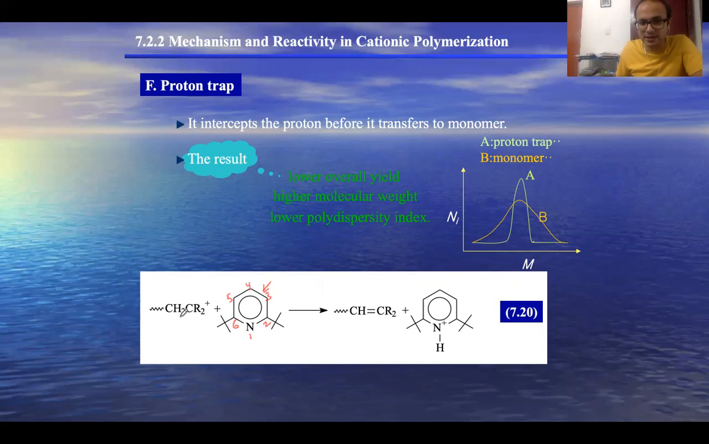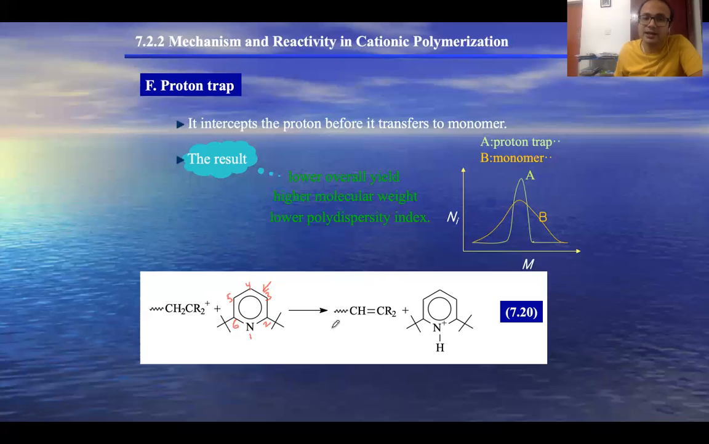So what happens is that whenever the propagating chain cation tries to lose a proton, this will quickly accept that proton. This organic moiety, if it is present in the reaction mixture, will quickly accept the proton and thereby prevent it from reacting with other species in the reaction mixture like solvent or monomer or another neutral polymer.